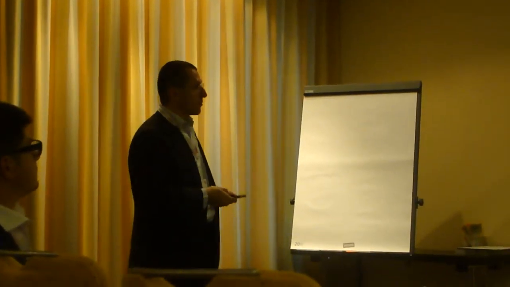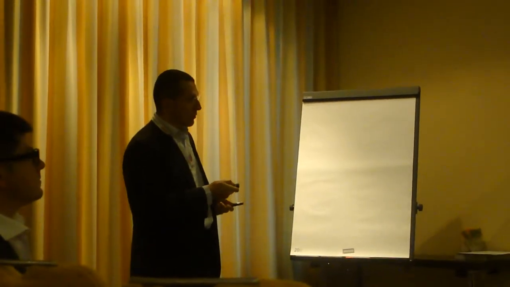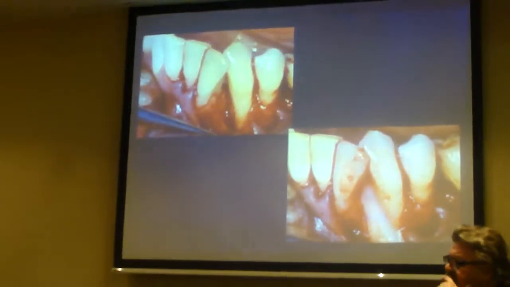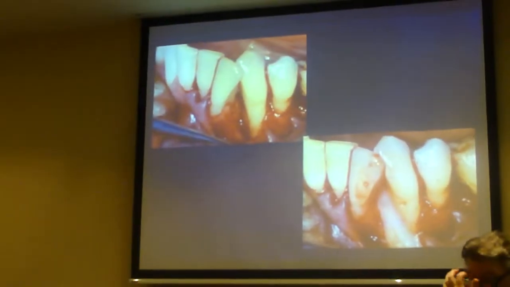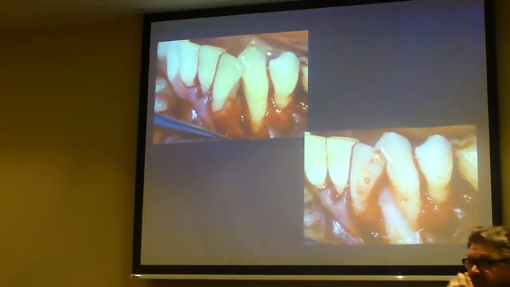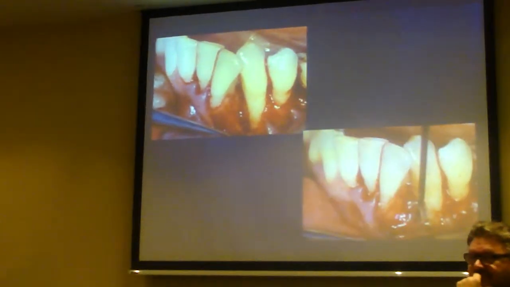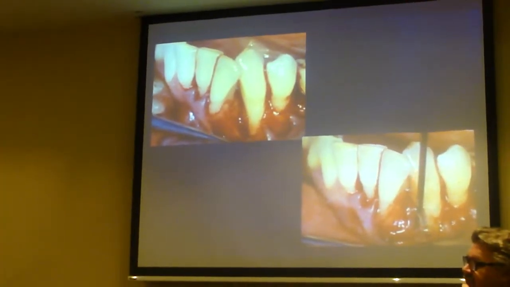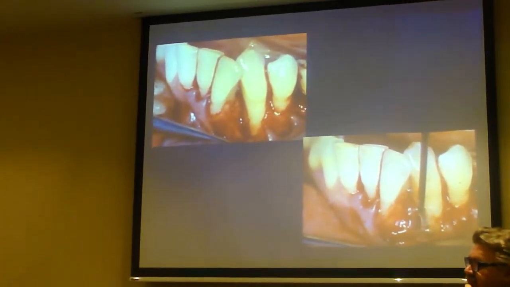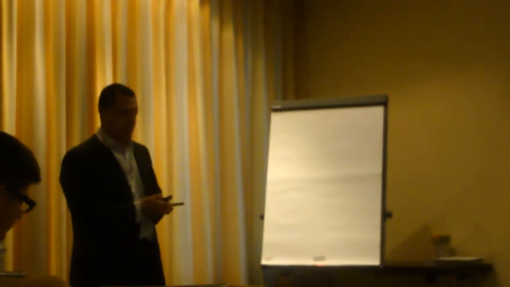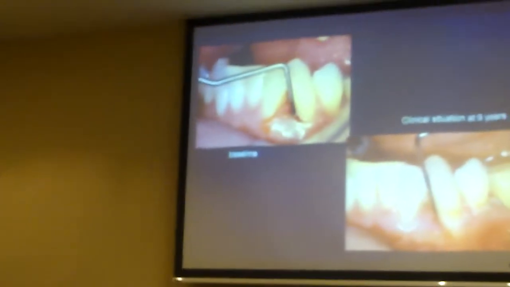So the step-by-step procedure is as follows. We have the conditioning of the root surface. We place the so-called PrefGel, which is an EDTA, in order to remove the smear layer. And then we apply the product. You can see the product is a kind of viscous material and is well accepted by the body. Right away we close the flap and we wait for the healing.